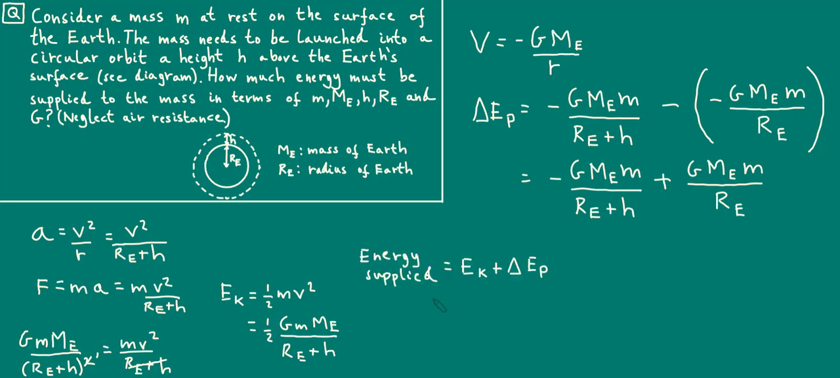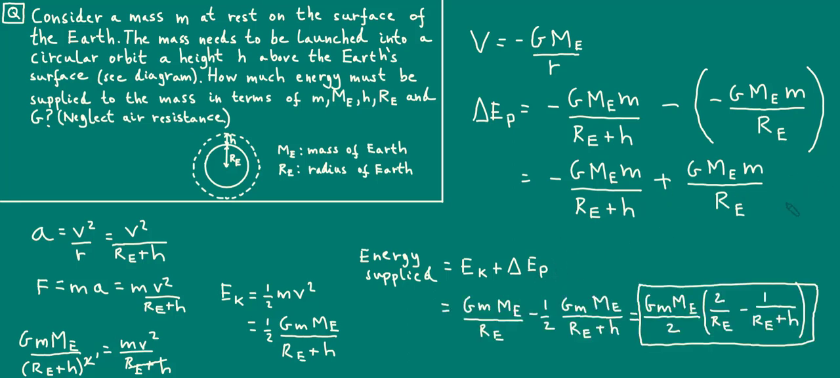So to find the energy that would have to be supplied, we simply add this kinetic energy to the change in the gravitational potential energy that we found earlier. And if you do that, and you tidy up and simplify it a little bit, you end up with this expression here in this rectangular box as our final answer for the total energy that would have to be supplied.